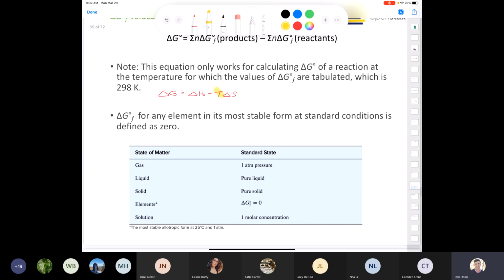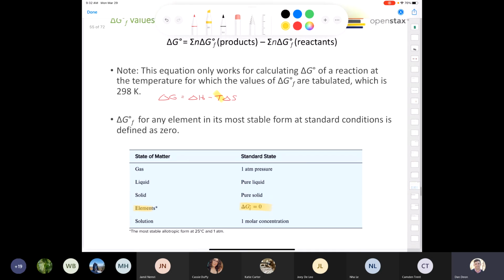Now, again, under standard conditions, the delta G of formation of any element in its most stable form is defined as 0. The standard states for a gas would be 1 atmosphere or 1 bar of pressure, solids and liquids in their pure form, and a solution at 1 molar concentration. And again, if you have a pure element in its most stable allotropic form, it's going to have a delta G of formation of 0 kilojoules per mole.